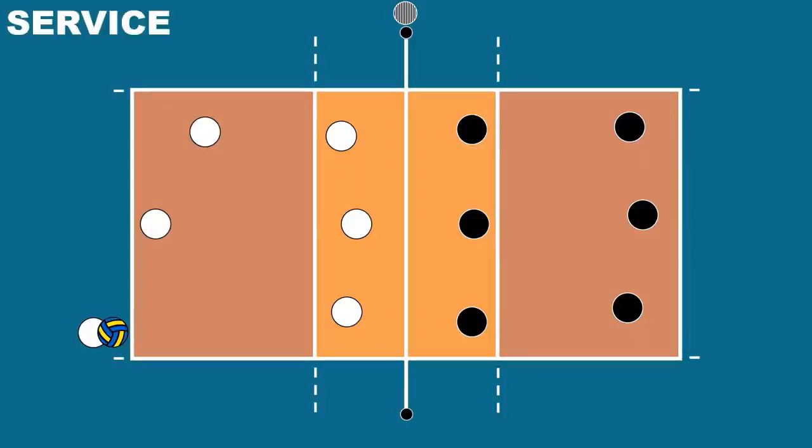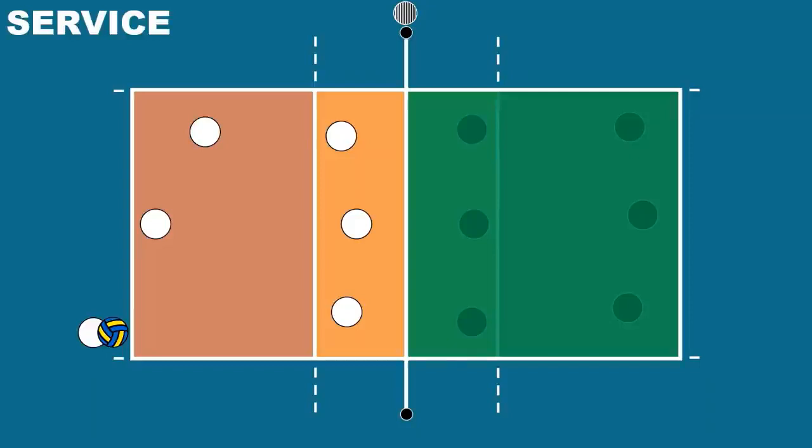Each point starts with a service, and on service a player needs to hit. Here the white team is serving, so they need to stand outside the court, outside this line somewhere in this area, and they need to toss the ball, hit it by hand, and it should fall in this green area. Volleyball is basically a racket sport, but your hands are your racket.